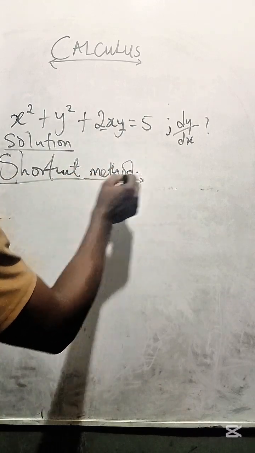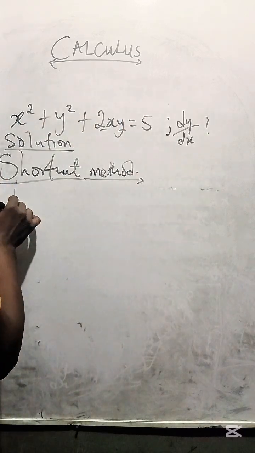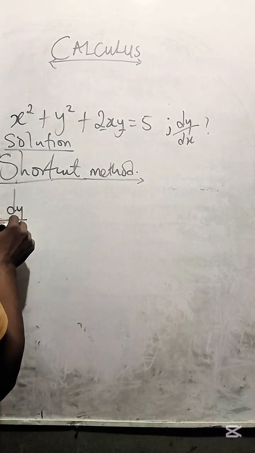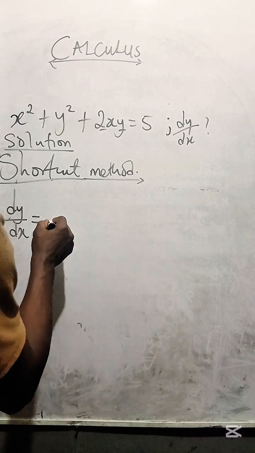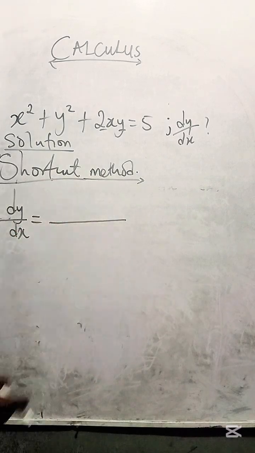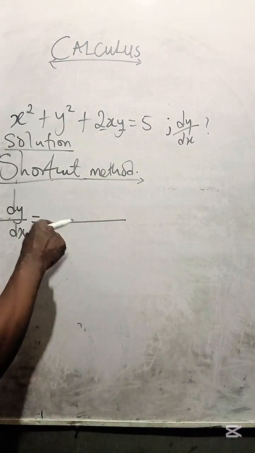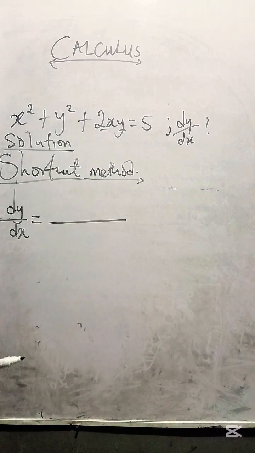Shortcut method. So what should you do? When you see a question like this, your answer will be this. dy/dx is equal to, you draw two lines to separate numerator from denominator. Just draw a line to separate numerator from denominator.